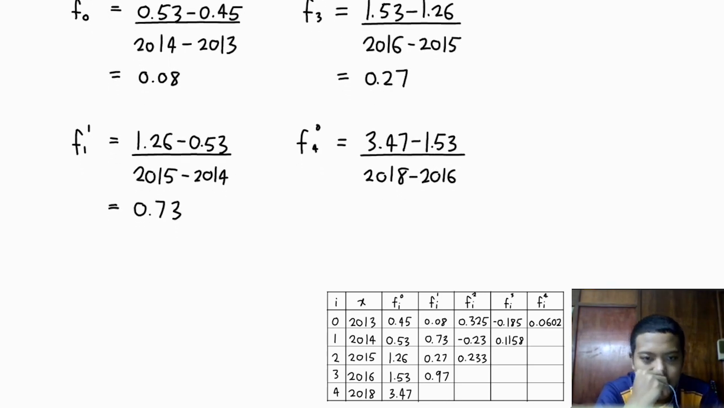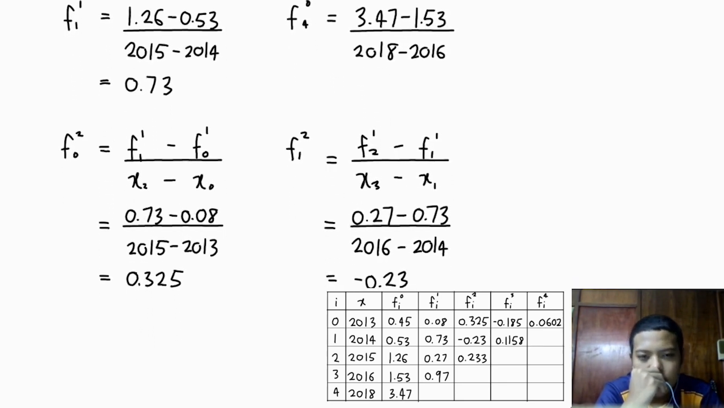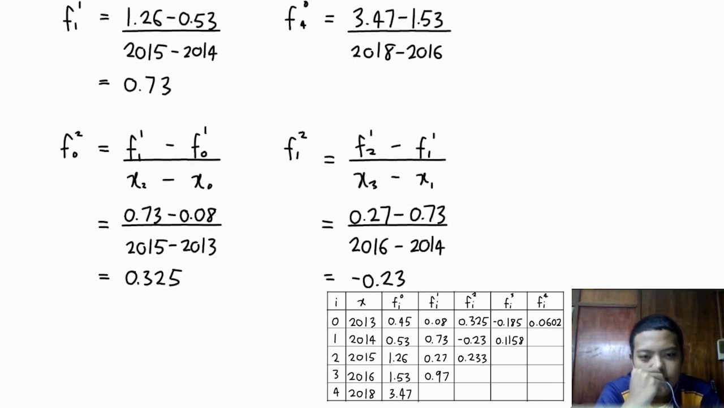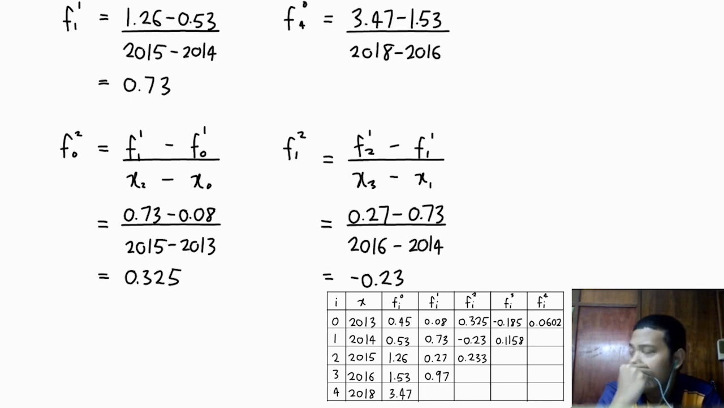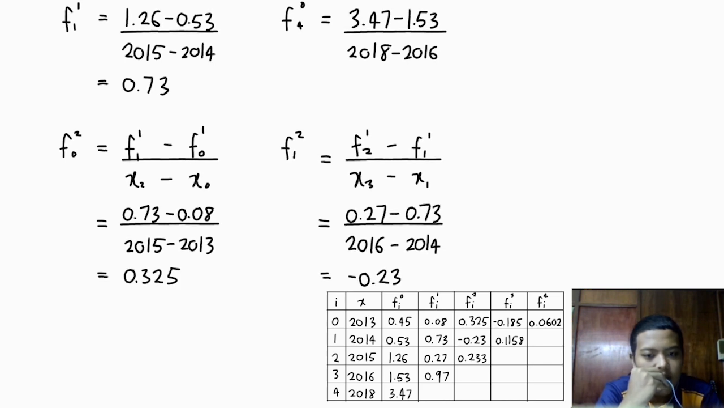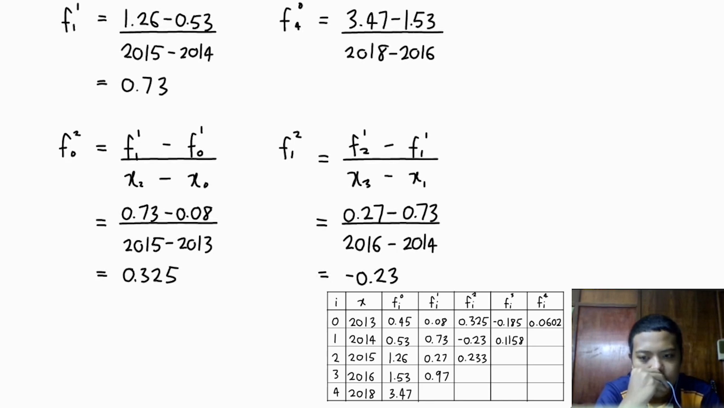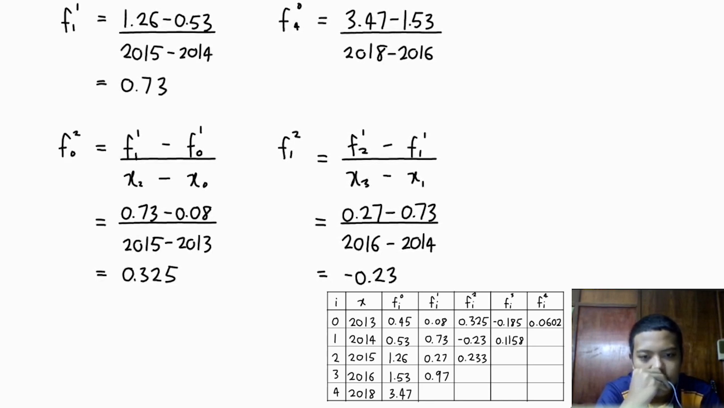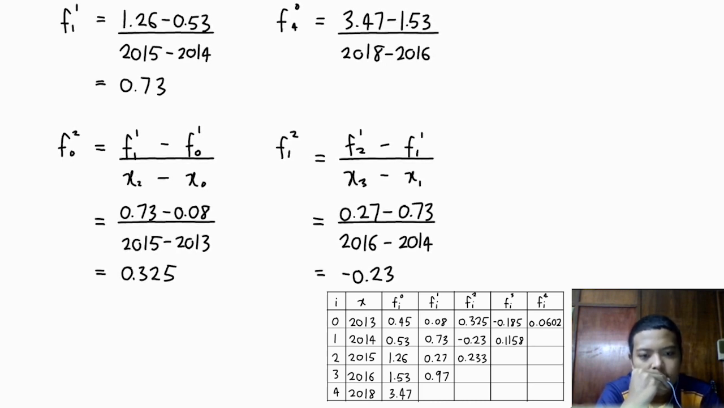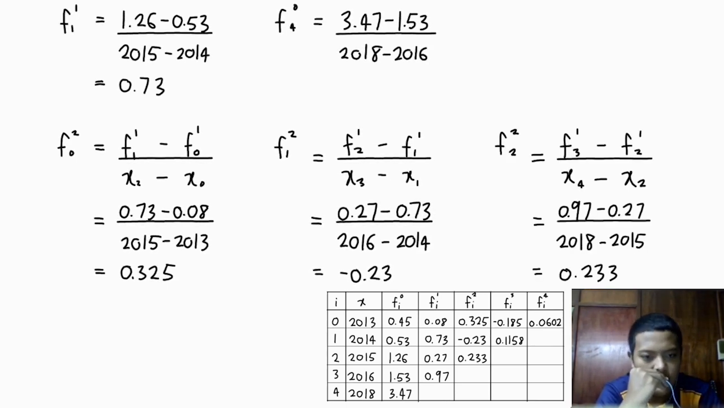Secondly, we find f square. How we get 0.325 is we use this formula: 0.73 minus 0.08 divided by 2015 minus 2013, and we get 0.325. And next is 0.27 minus 0.73 over 2016 minus 2014, and we get negative 0.23, and so on.